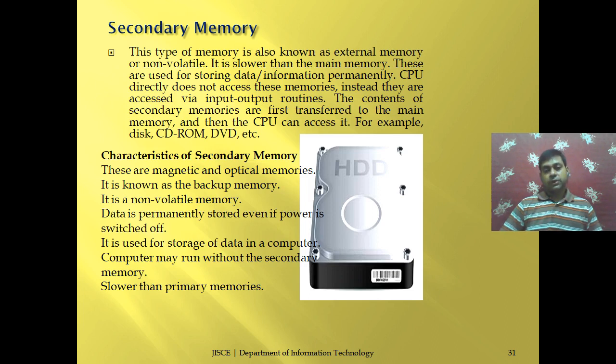Now let's talk about the characteristics of this secondary memory. There are magnetic and optical memories. It is known as the backup memory. It is a non-volatile memory and permanently stored even if power is switched off. And it is used for storage of data in a computer, and a computer may run without the secondary memory, and it is slower than primary memories.